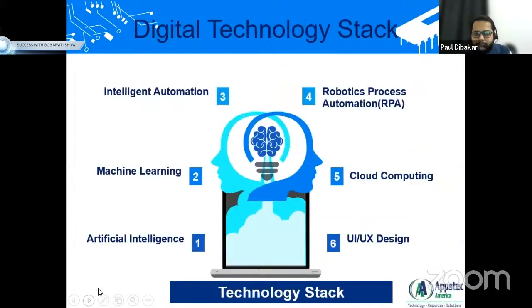So those are certain reasons why businesses are transforming digitally, so that they can be more relevant to the industry in today's world. Now, when we talk about digital technology, there are certain subdomains which we need to understand. First, at the very root is AI, followed by machine learning, intelligent automation, robotic process automation, which is popularly known as RPA, cloud computing, and then followed by UI UX design.